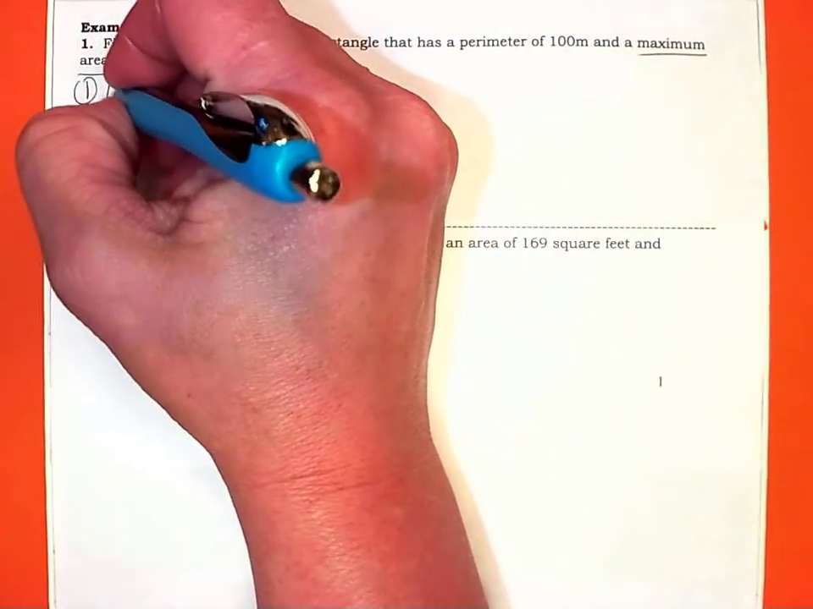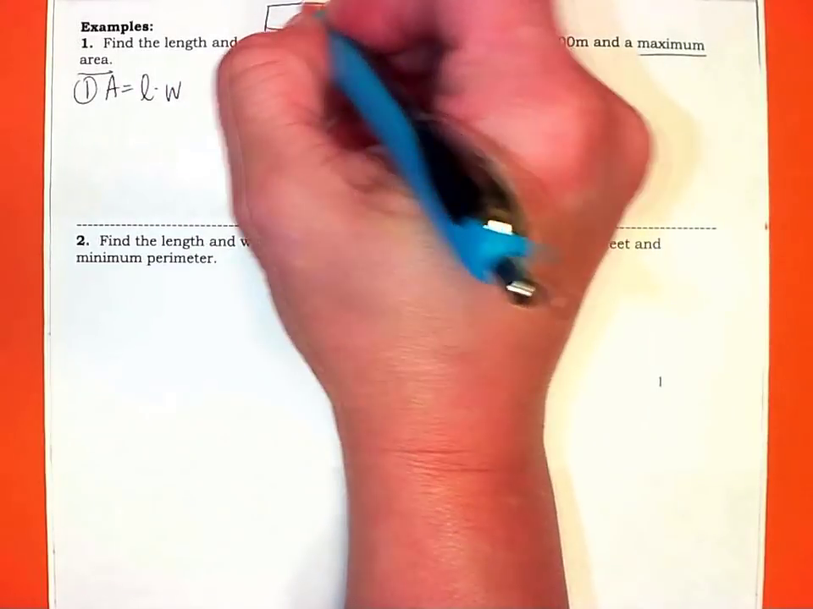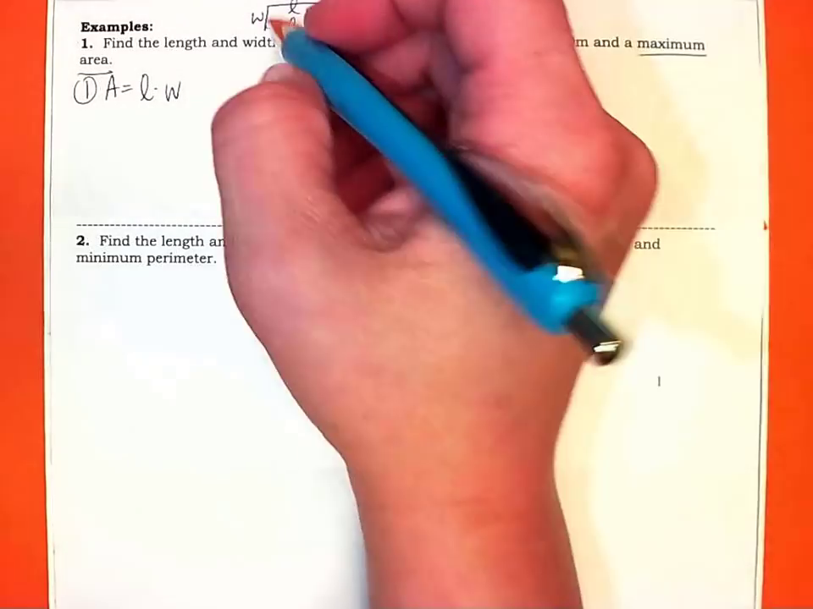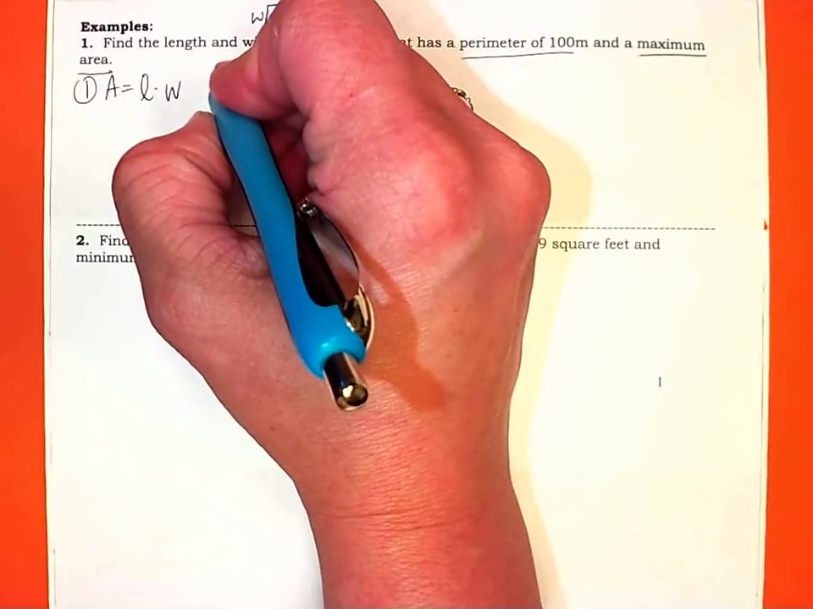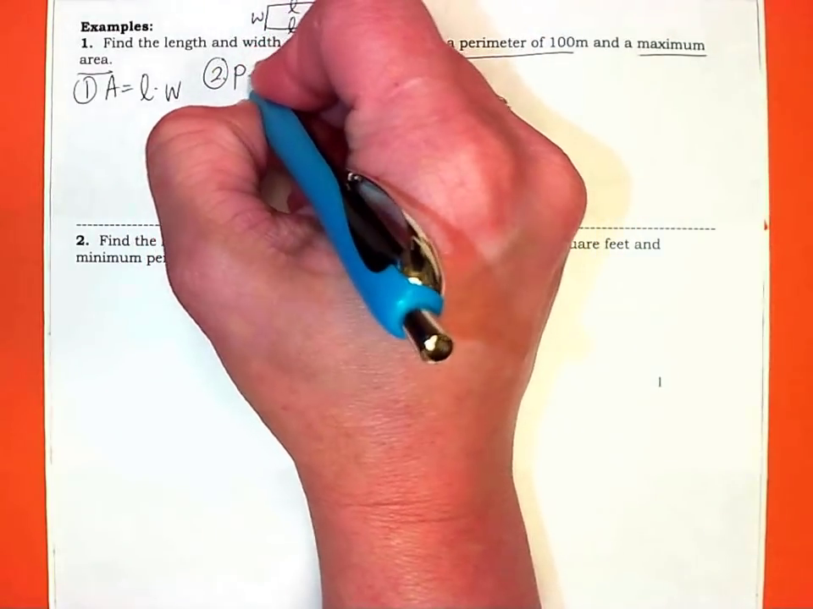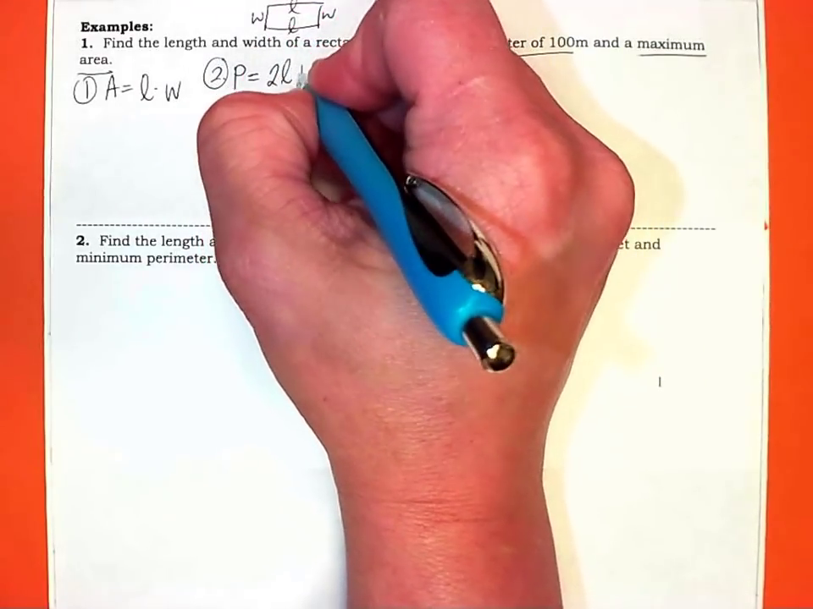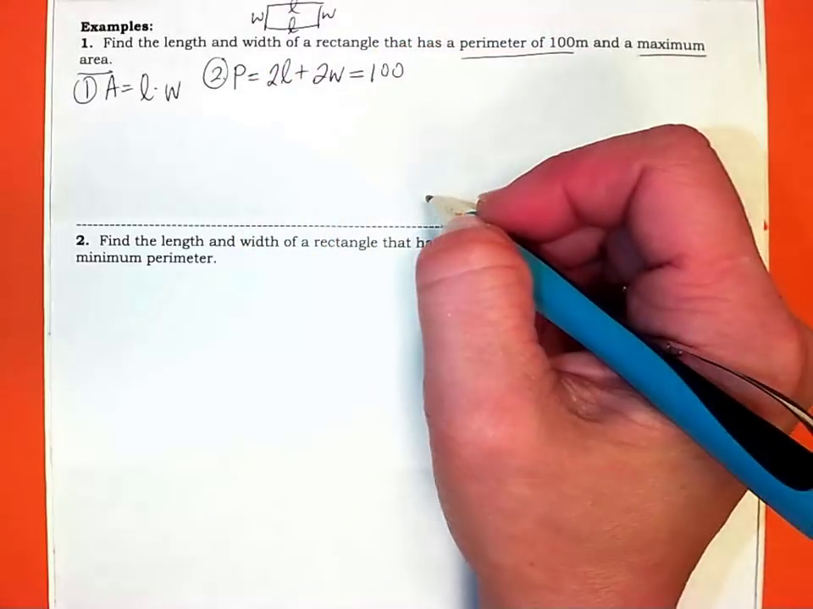So the formula for area of a rectangle is going to be length times width. So it's got two sides, length and length the same, and then two other sides, the width and width the same. Now it also tells me the perimeter is 100 meters, so that's where your secondary equation is going to come in as helpful. So perimeter is going to be the distance around. So I've got two lengths and two widths, and I know that that's equal to 100.